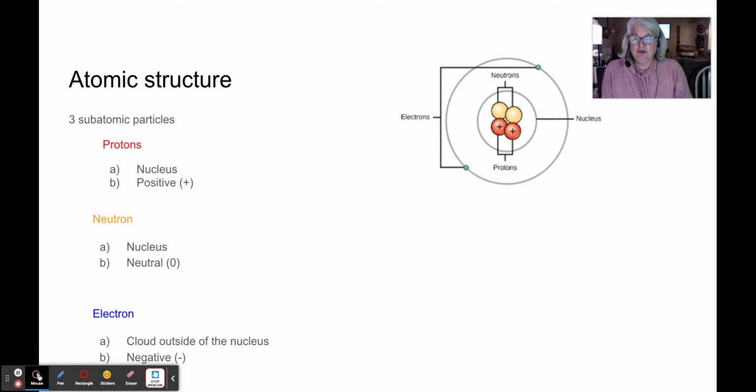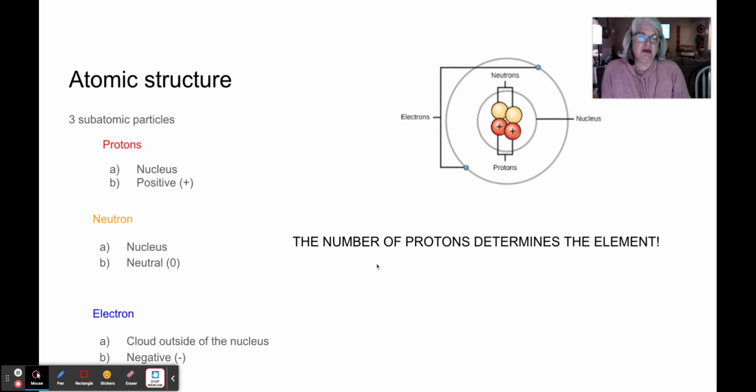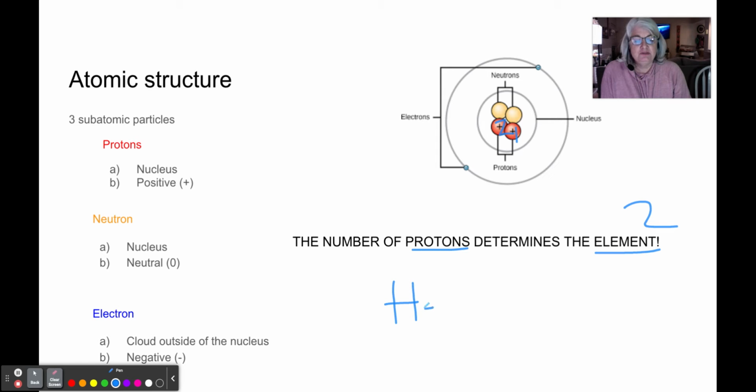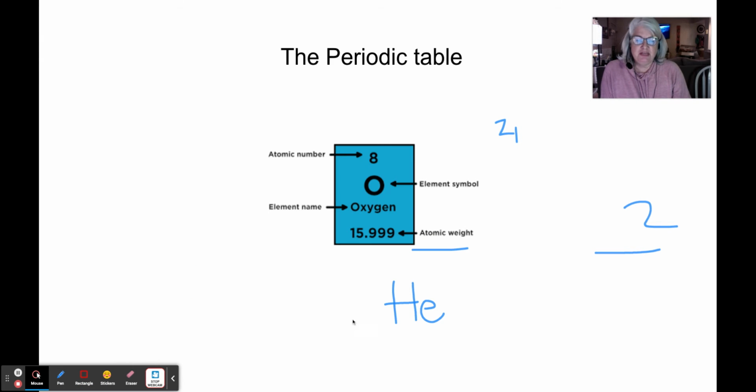So now we're going to move on and talk about how we identify elements. It's very important to note that the number of protons will determine which element it is. So if I look at this picture right here, how many protons are there? There's 1 and 2. So there are two protons in this element. And if I look on the periodic table at element number 2, it is helium. So this picture is an atom of helium. We're going to go over that a little bit more, but I think that'll help a little bit.